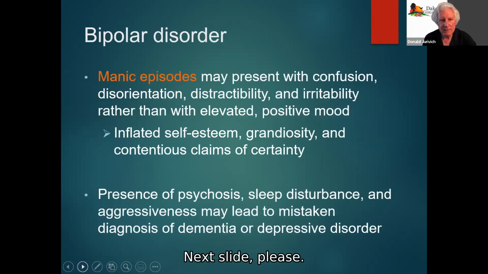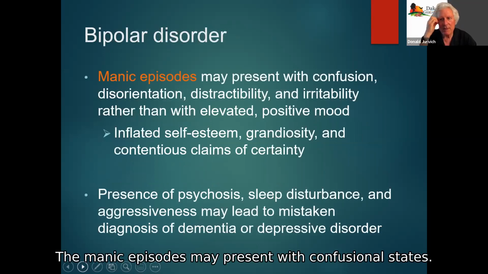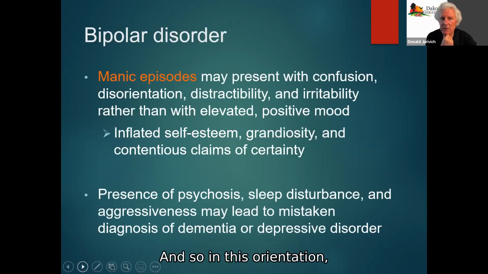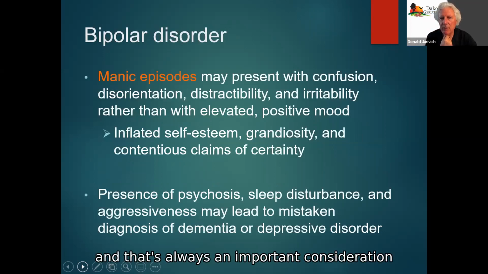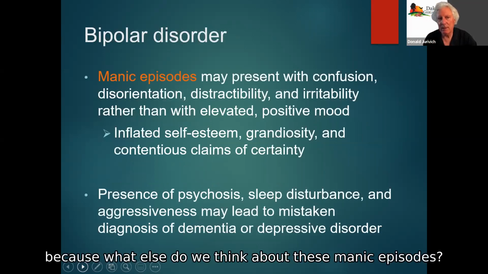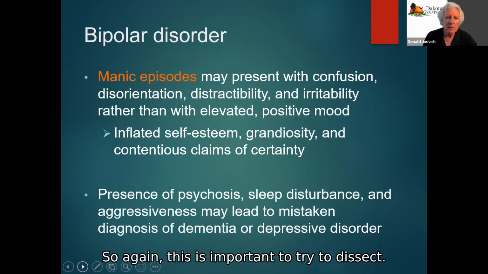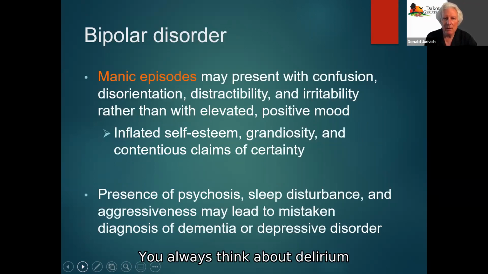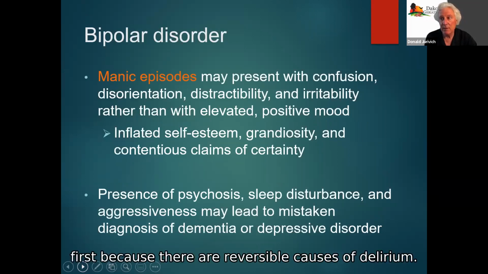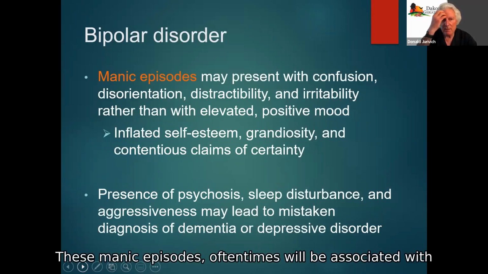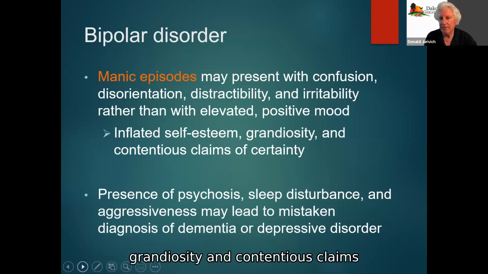Okay, next slide, please. So the manic episodes may present with confusional states and disorientation, and that's always an important consideration, because what else do we think about? These manic episodes, we think of delirium, right? And so again, this is important to try to dissect, and you always think about delirium first because there are reversible causes of delirium.